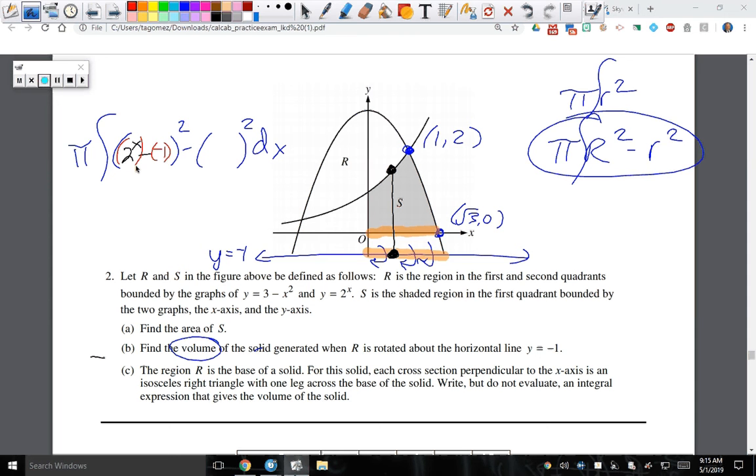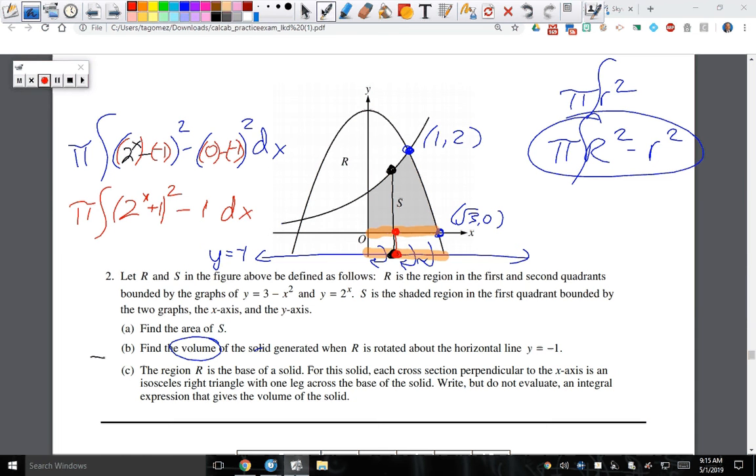Now, from the same axis of revolution to the innermost function, what's the top? 0. What's the bottom? Negative 1, and you're going to subtract top minus bottom. So all it is 1 squared. Okay? So with the calculator, we're going to quickly go to this, and we're really just integrating 2 to the x plus 1 squared minus 1, because 1 squared is still 1. And whatever it is that we get, that is our volume.